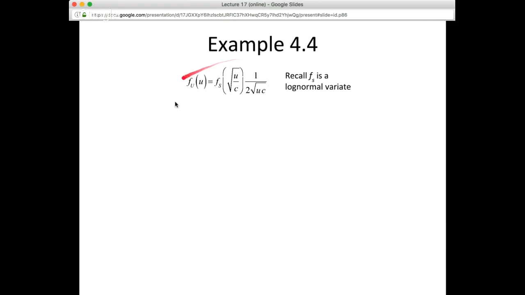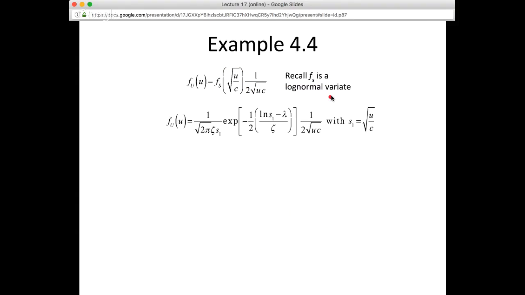What we're left with is our expression for the PDF for the random variable U in terms of the PDF for the random variable S. And recall, Fs is a log normal variate, which means we can write it out. We're specifically interested in the one positive root, which I'm indicating here as S1. So you can see S1 is right here, and then I've just written out the log normal distribution, or PDF. So remember, you've got zeta standing in for the standard deviation.